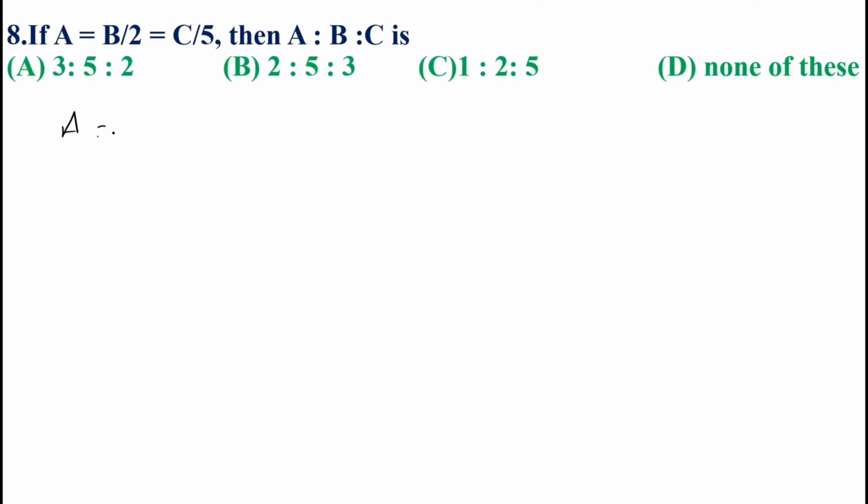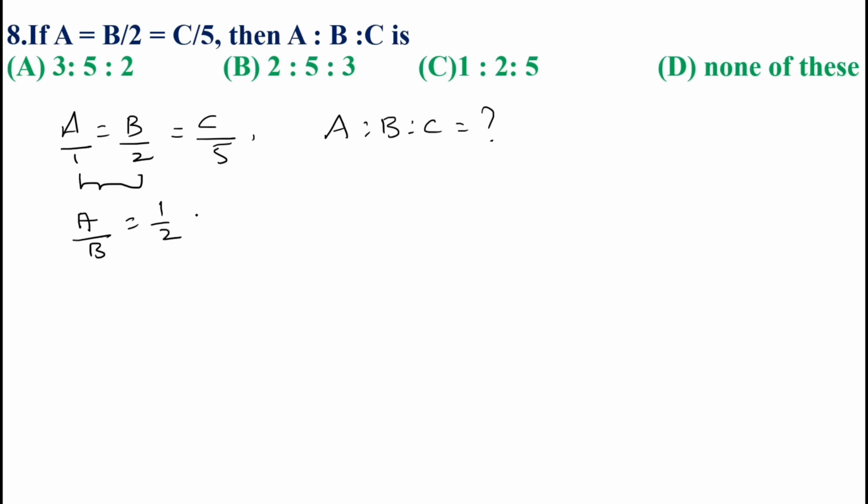A by 1 is equal to B by 2 is equal to C by 5. I need to calculate A is to B is to C. I think we have already discussed this while dealing with ratios. Take 1 and 2 as one set. So A by 1 is equal to B by 2. So we can write A by B is equal to 1 by 2, means 1 is to 2.